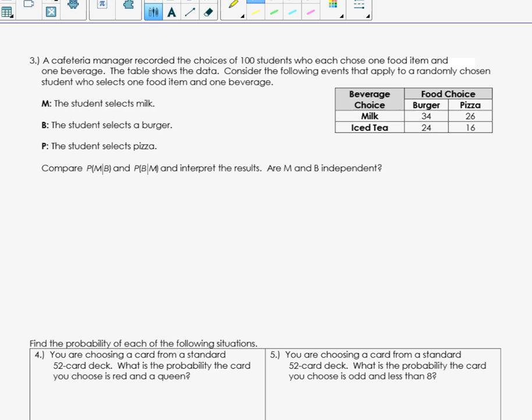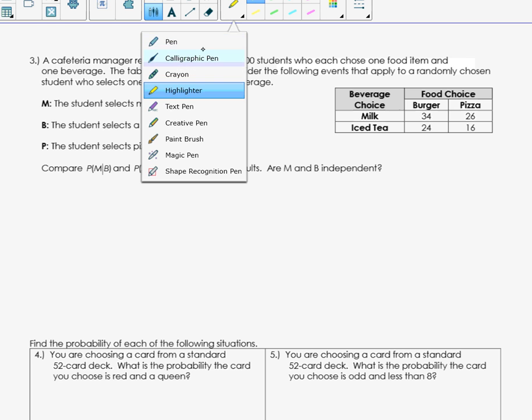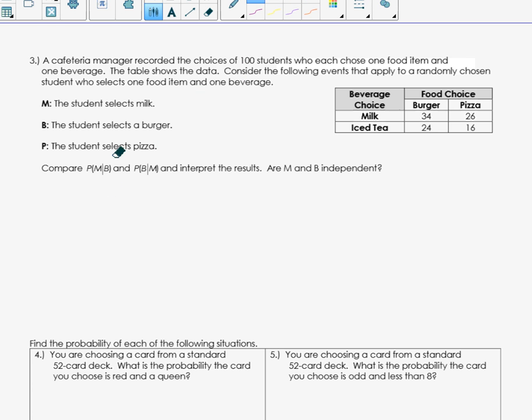All right. So this is the same idea. Okay. A little bit more going on here, but we're just going to focus on a couple things. Okay. Again, we don't have totals. So you need to go through and add everything together. It says a cafeteria manager recorded the choices of 100 students who chose one food item and one beverage. Table shows the data. And then we're going to talk about students who like milk, burgers, and pizza. So this 34 and 24 gets me a total of 58.